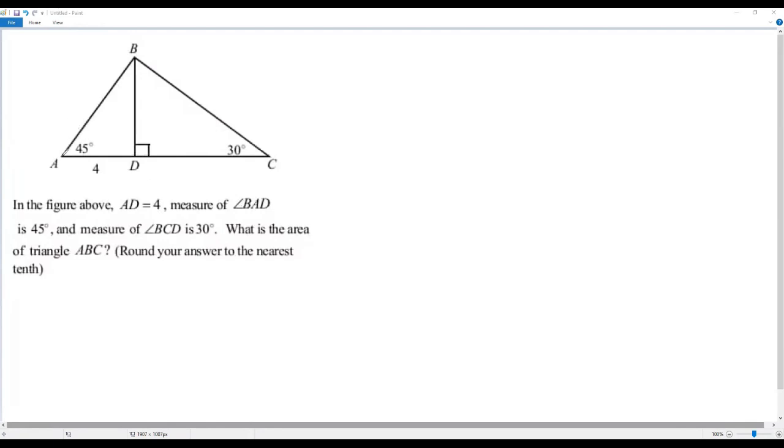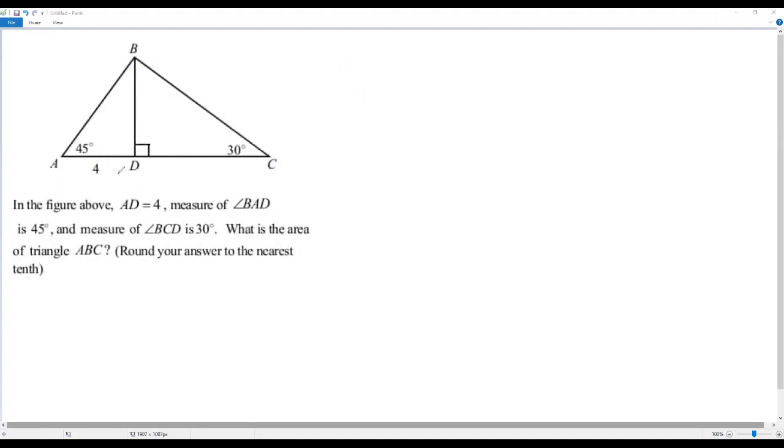Here we have to get the area of this triangle ABC. In this triangle, the line segment BD represents the height, and the side AC represents the base. Once we get the length of the base AC and the height BD, we can use the formula base times height divided by 2 to get the area. My aim is to get the height BD and the length of CD. Once I get CD, I can add 4 to it to get the base.